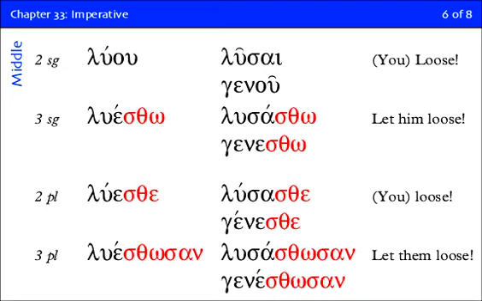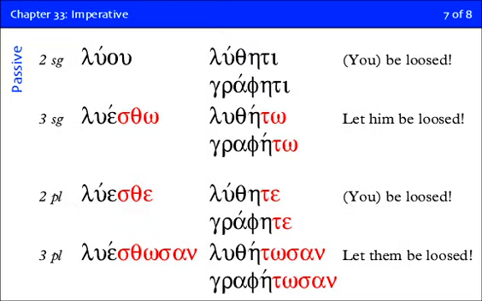Because an infinitive normally is following a verb, or it's going to have an article with a preposition or something with it. That'll be the clue that it's an infinitive. They're very difficult to confuse in context. But you have lusai, lusasto, lusaste, lusastosin. If it's a second aorist, genou, genesto, geneste, genestosin.